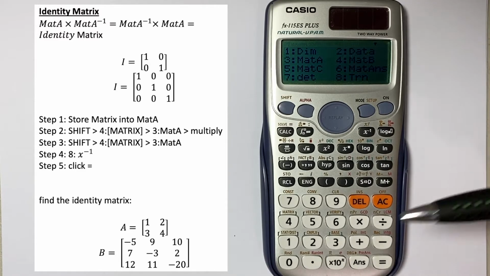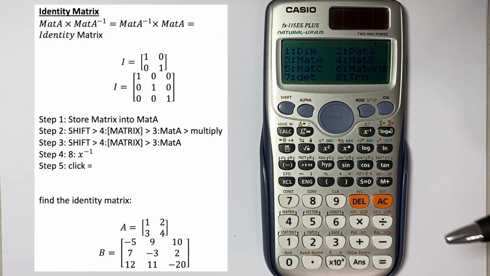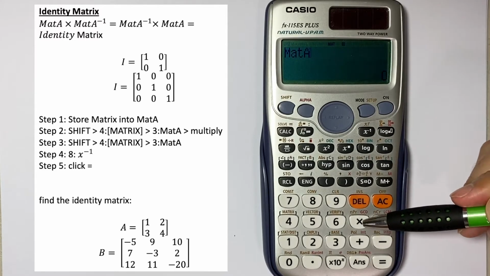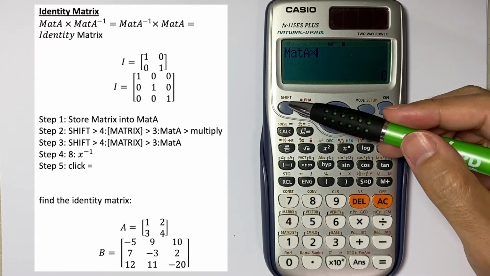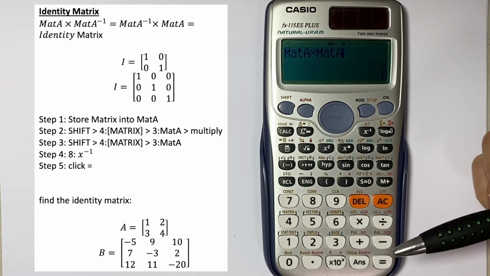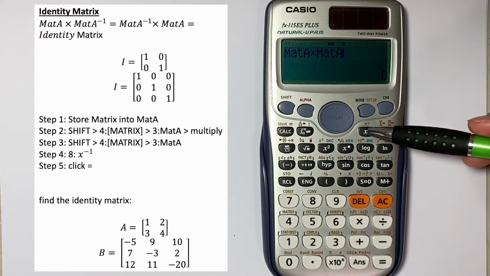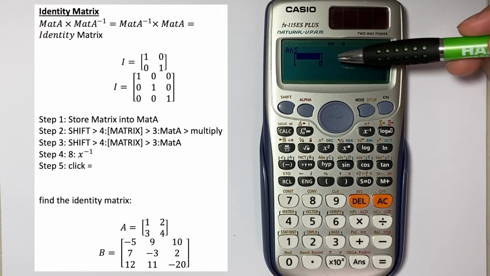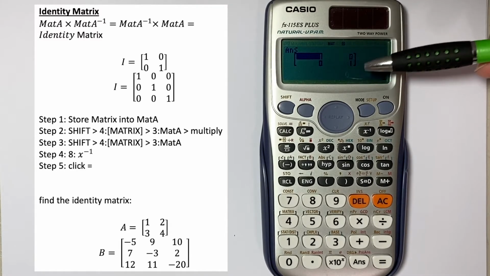So just to remind again, the matrix A multiplied by the inverse of matrix A is equal to the identity matrix. So we're going to start with matrix A, multiply the inverse of the matrix here, which is one more time, number 3, and then make sure you select power minus 1, this button right here, and then just equal. As you can see, the 1 and 1 are on the diagonal right here.